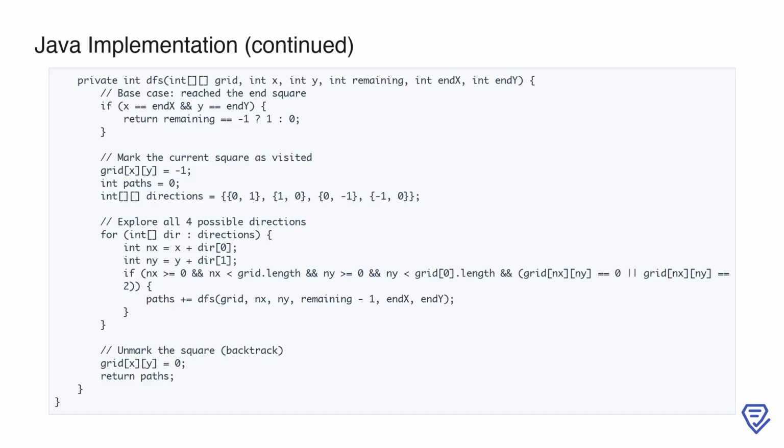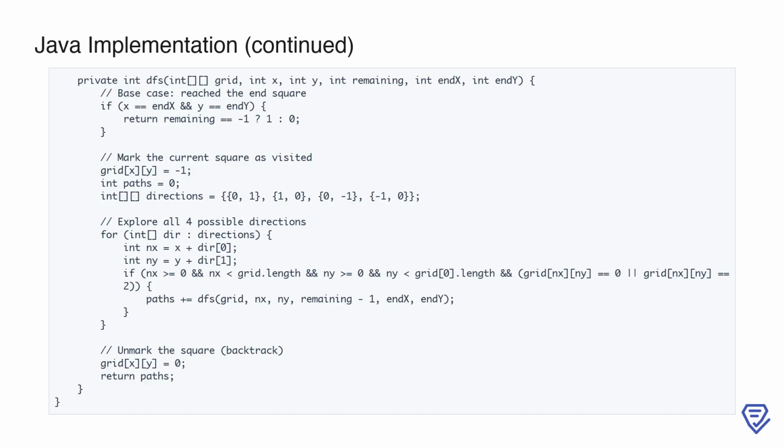First, we handle the base case. If the current square matches the endpoint coordinates, we check if all required squares have been visited. If remaining equals -1, it means we've visited every square exactly once, and we return 1 to count this as a valid path. Otherwise, we return 0. Next, we mark the current square as visited by setting its value to -1, preventing revisits during this recursive call.